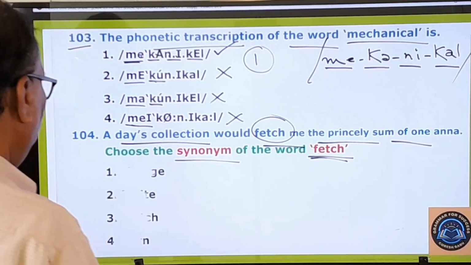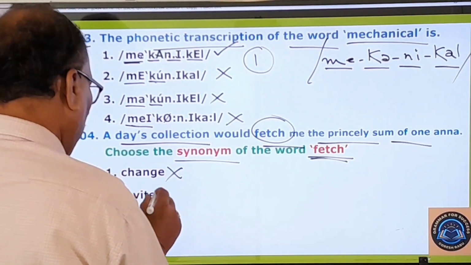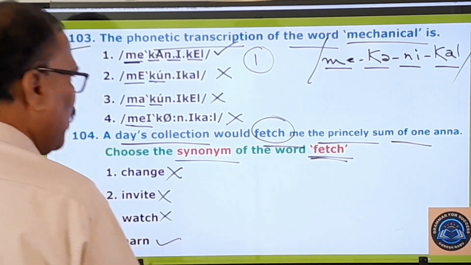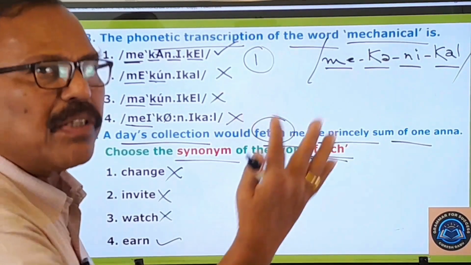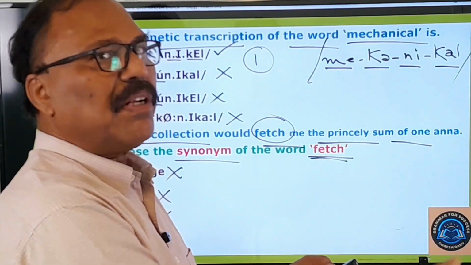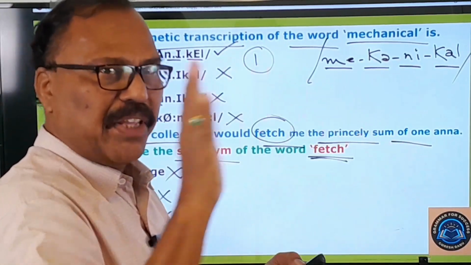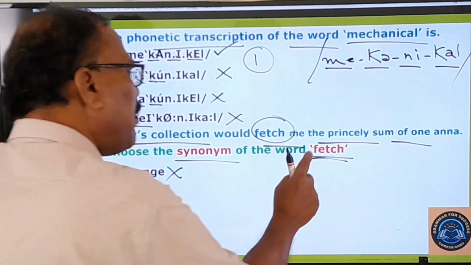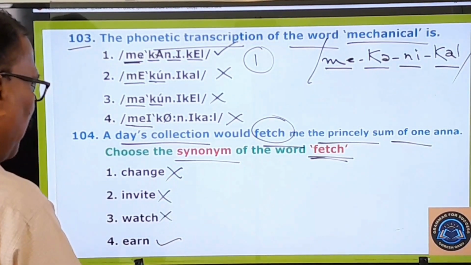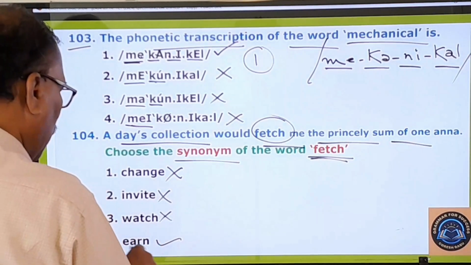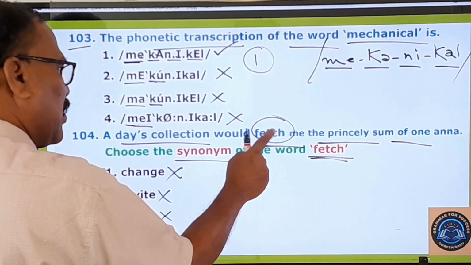And what is the synonym of that? Change, invite, watch, earn. This is the right one. Fetch means to bring. Bring means what? To earn. If you sell all these vegetables, it will bring you 1,000 rupees. Bring you some 1,000 rupees means what? It will earn you. Therefore, the other meaning of fetch is earn. So therefore, change, invite, watch are absolutely wrong. Only the fourth one, earn, is there. Here in this context only it is used.